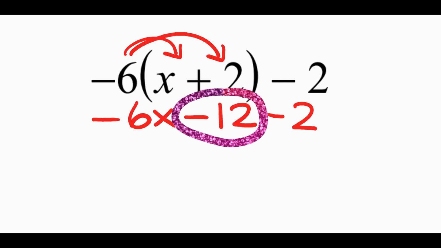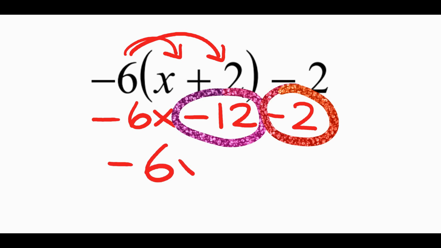A negative 12 and a negative 2 are like terms, so I'm going to combine them. So I'm going to rewrite my negative 6x. And if I have 12 negatives and 2 more negatives, I have a total of 14 negatives. So negative 6x minus 14 would be my final answer.